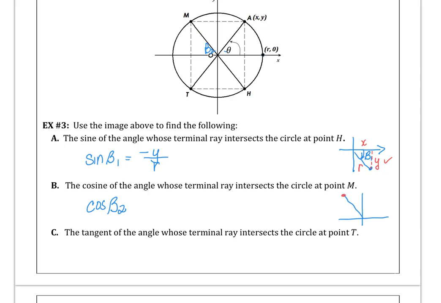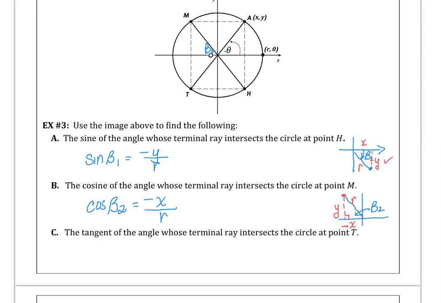We're stopped at point M. We're dropping the perpendicular back to the x-axis. So we have x going in a negative direction, y positive, and r. The cosine is... this is my angle, beta sub 2. The cosine is the adjacent side divided by the length of the hypotenuse.